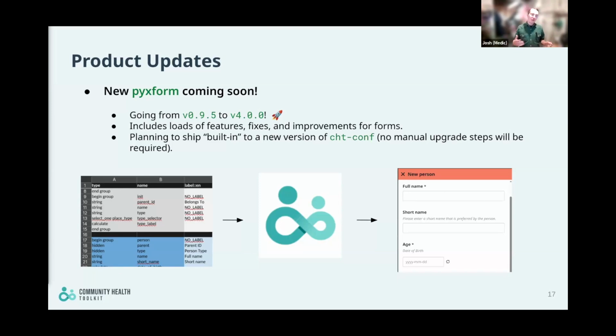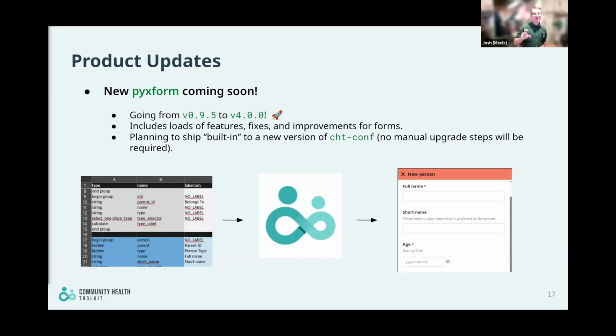I will say, hopefully, you just don't really even notice it at first, because what's going to happen is it's just going to ship in a new version of CHT-Conf, and you'll just start using it. So unlike before, where you had to manually install Pyxform on your system, now as long as you've got a version of Python that's running, you should be able to just install CHT-Conf and right away be converting forms.